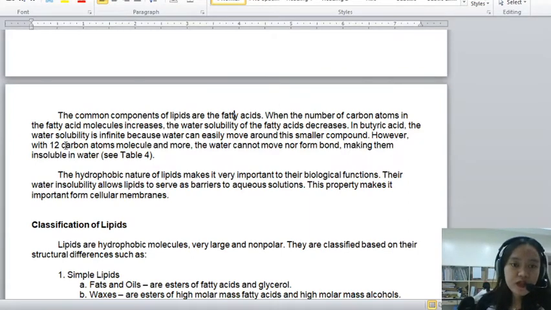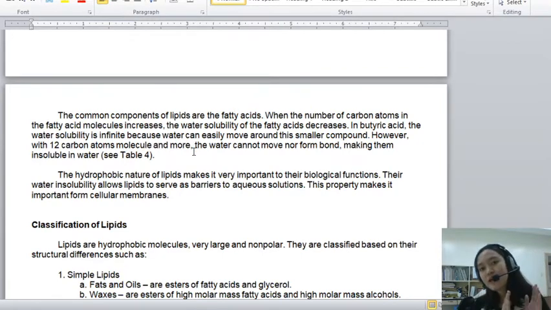However, with molecules of 12 carbon atoms and more, okay, 12 carbon atoms composing your lipids and more, the water cannot move nor form bonds, making them insoluble in water. So, lipids composed of carbon chains of less than 12 carbon atoms are still soluble in water. But at 12 carbon atoms and more, they are no longer soluble in water.